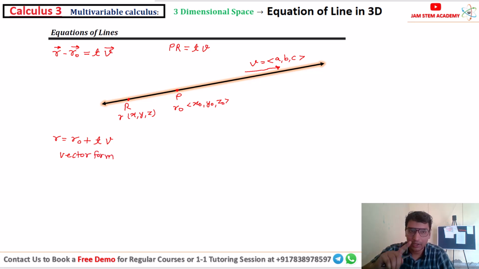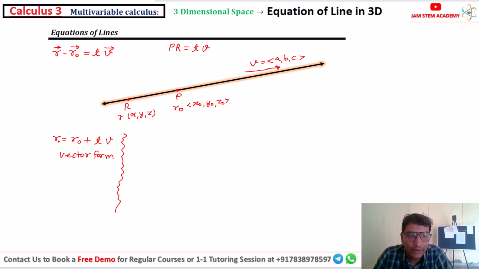R naught is any point lying on that line. t can be any real number. For any value of t, you will get different points lying on that line. And V is the parallel vector. So that is the vector form. After that, we can convert it into parametric and symmetric form also.